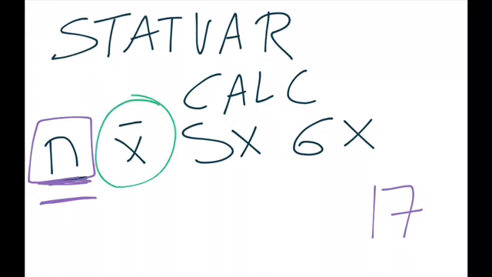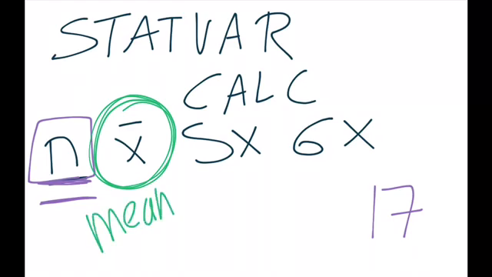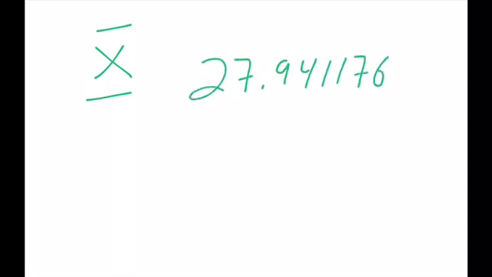Then this right here is called X bar. This is actually the mean. And so if you right arrow over to highlight that, so when X bar, when that line is underneath there, you should get 27.94117647. And question number 13 is find the mean and wants us to round to the nearest whole number, so that's going to be 28.